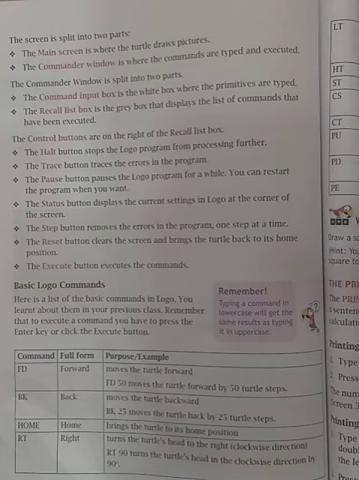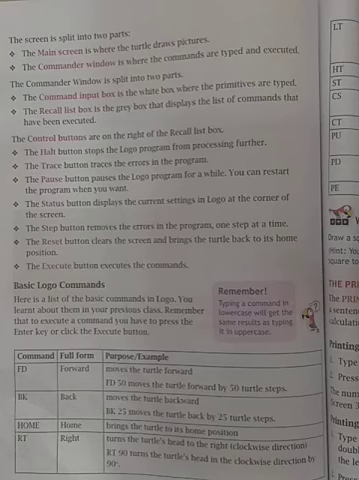The halt button stops the Logo program from processing further. When we want to stop our program or want a halt, then the halt button will help us. Now the next is the trace button. The trace button traces the error in the program. If we have an error in the program and we want to track it, then the trace button is useful.